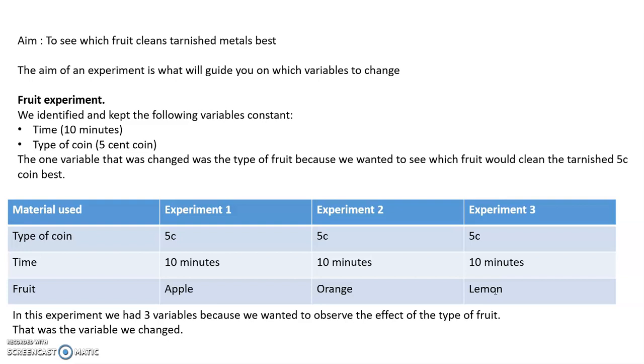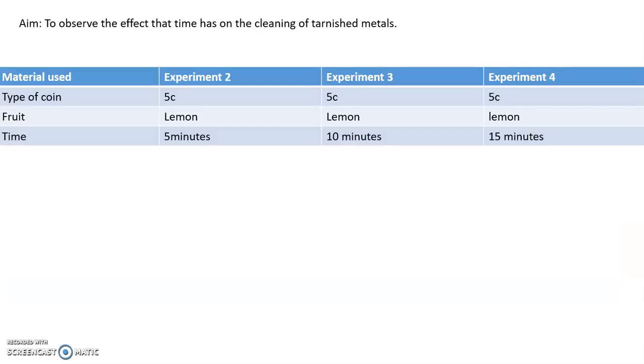So in this experiment, we had 3 variables. We had the coins, we had the time, we had the fruit. Okay, so we had 3 variables because we wanted to observe the effect of the type of fruit. We wanted to see the effect of the type of fruit. That was the variable that we changed. That's why our fruit is not constant. That's why this section here is different. All right. Fine. Let's move on.